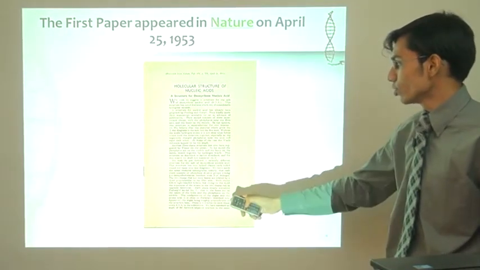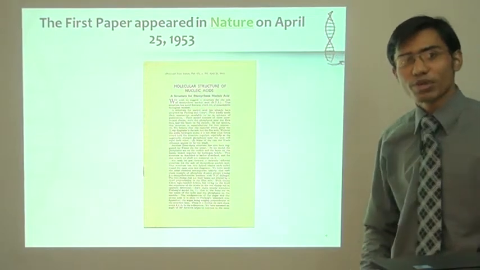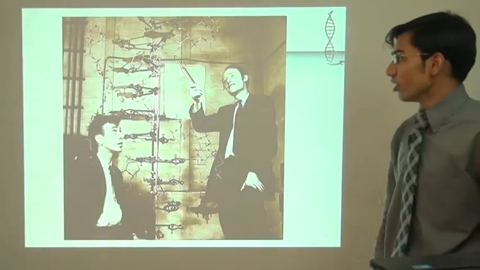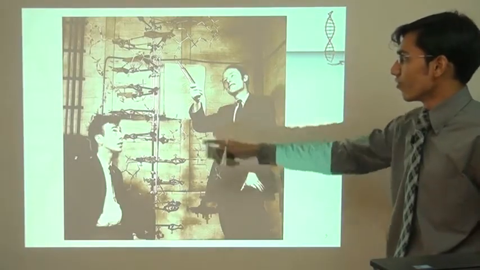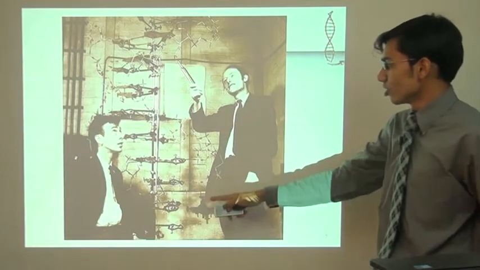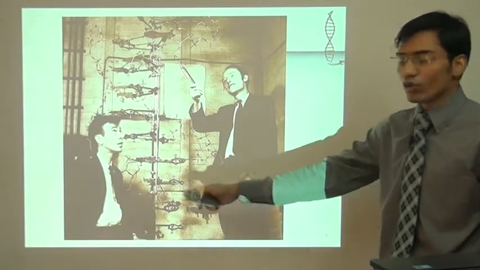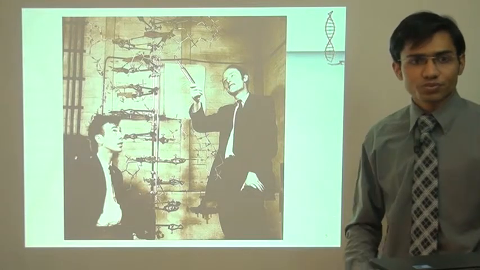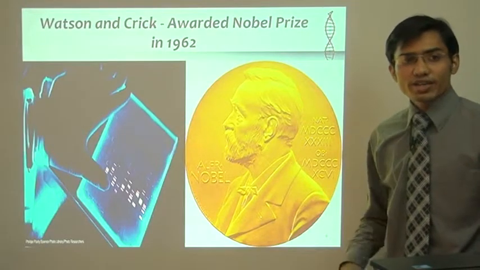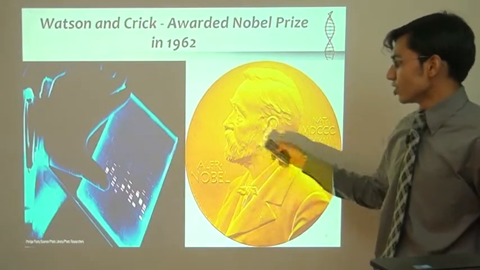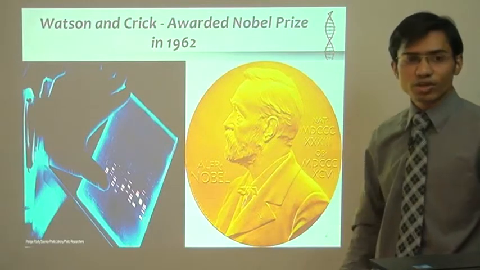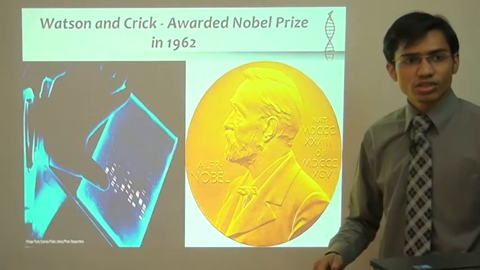This photograph shows the first page imprint of the same publication. This is their laboratory where they developed this DNA structure, and these are Watson and Crick. Watson and Crick were awarded the Nobel Prize in 1962 for this discovery of the DNA structure.